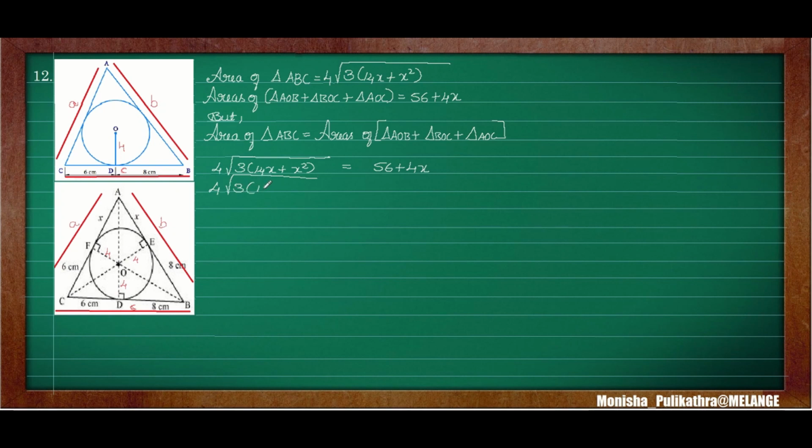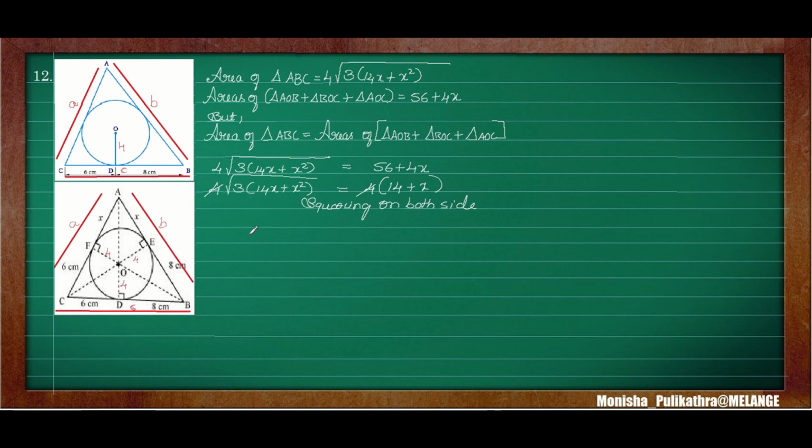So 3 into 14x plus x square is equal to, I will be taking common here. If I take 4 common, then 4 ones are 4, 4 fours are, so 14 fours are 56, plus x. So here 4 and 4 cancel each other. After cancelling this, we don't want this square root. If the square root is there, we can't solve the problem properly. So for that, I am squaring on both sides. When I square both sides, the square root will get cancelled.